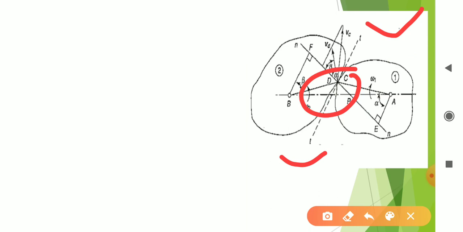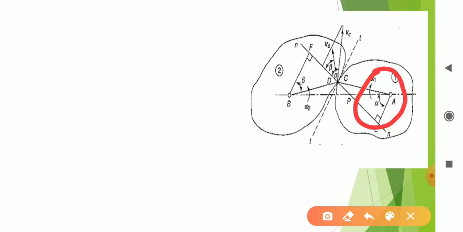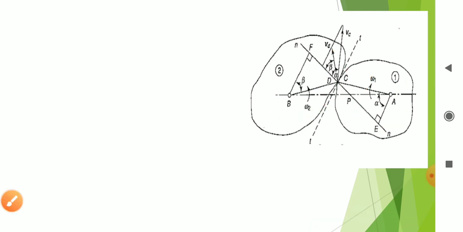Okay, next alpha, this alpha is nothing but what? This angle made by this line. Okay, this beta, this is nothing but what? Another angle. Okay, again see here, this is alpha and beta angle. So this is what, angle alpha and beta.